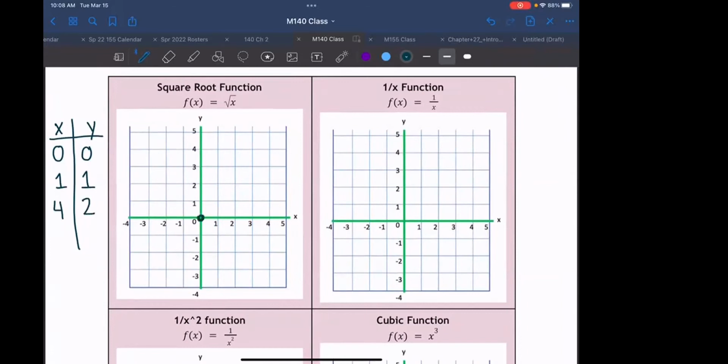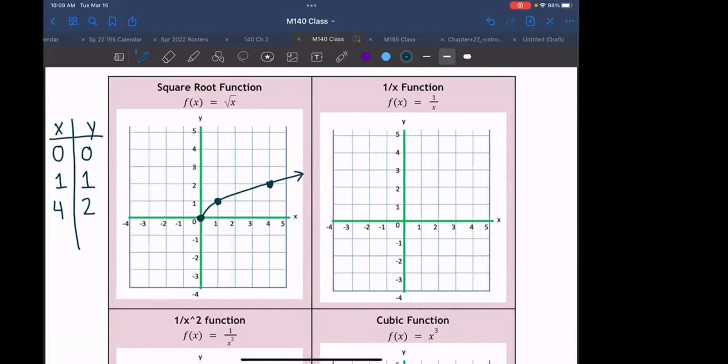So we got (0, 0), (1, 1), and (4, 2). Okay, and we can kind of just connect the dots. Remember, the square root function kind of curves outwards and looks like this. So when I ask you to draw the square root function, it's not the -1, 0, 1 that you're plotting, it's these 3 points instead. Any questions on the square root function? All right.